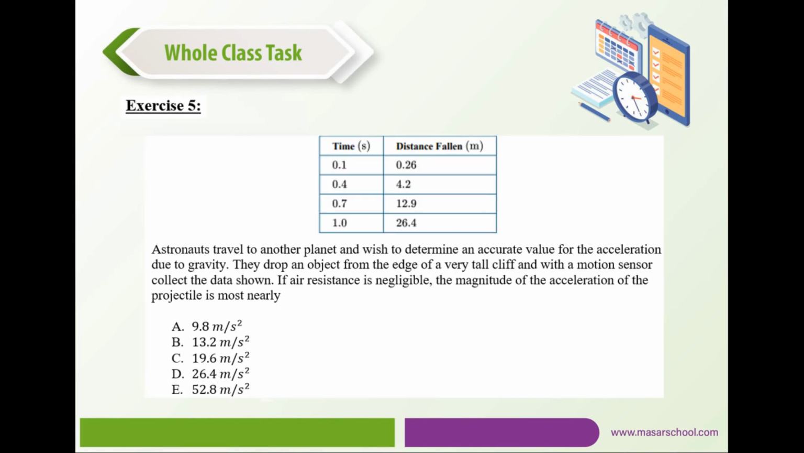Now exercise 5. Astronauts travel to another planet and wish to determine an accurate value for the acceleration due to gravity. They drop an object from the edge of a very tall cliff, and with a motion sensor collect the data shown. If air resistance is negligible, the magnitude of the acceleration of the projectile is most nearly. Air resistance is negligible, then it's a free fall.